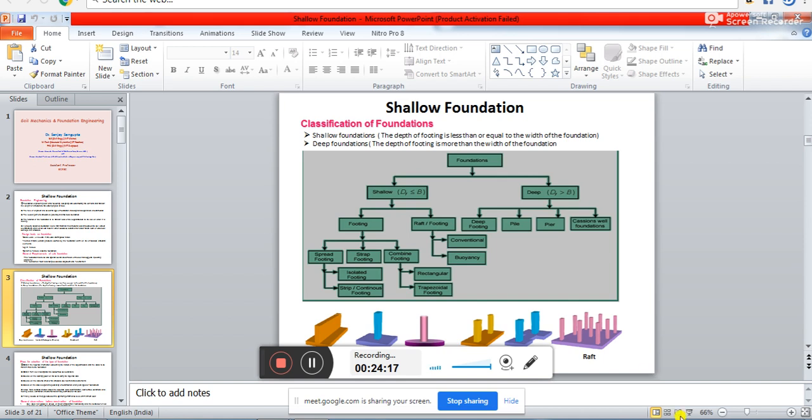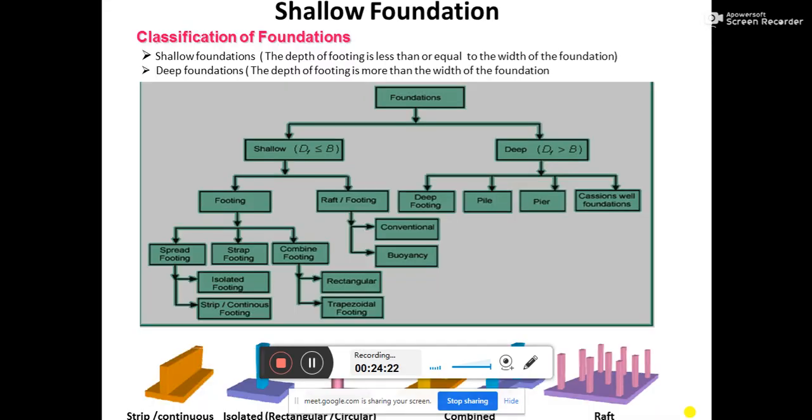All of you can see it, or should I make it larger? Sir, make it larger. Is it okay now? Is it okay? Yes, sir. Yes.